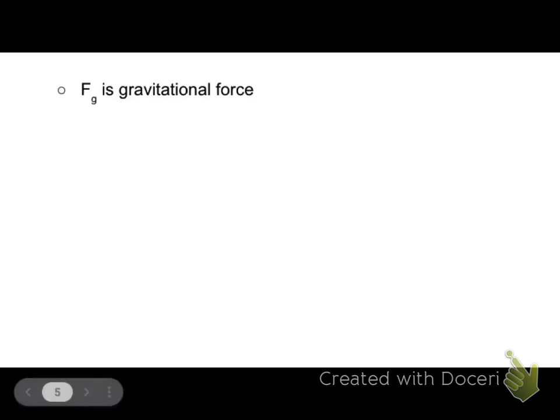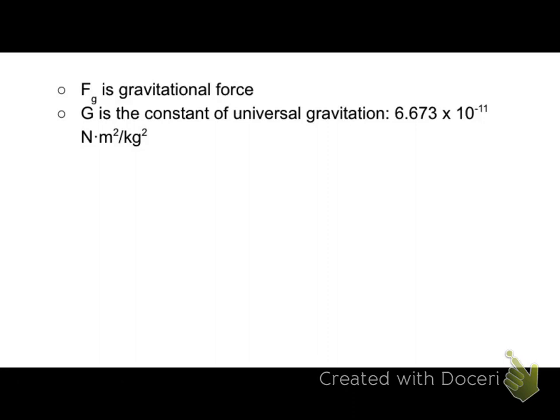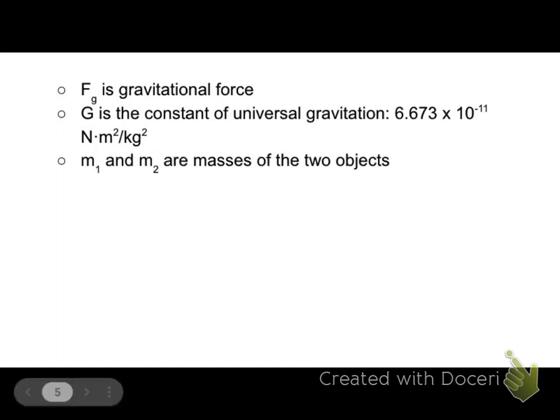In that equation, Fg is the gravitational force. G is the constant of universal gravitation, which at Newton's time had not been calculated and has now been calculated. It is 6.673 times 10 to the negative 11, and the unit on that is newtons times meter squared over kilograms squared, which is a horrific looking unit, but is the unit we are stuck with. Mass 1 and mass 2 are the masses of whatever two objects. Oftentimes mass 1 is subbed mass of Earth.